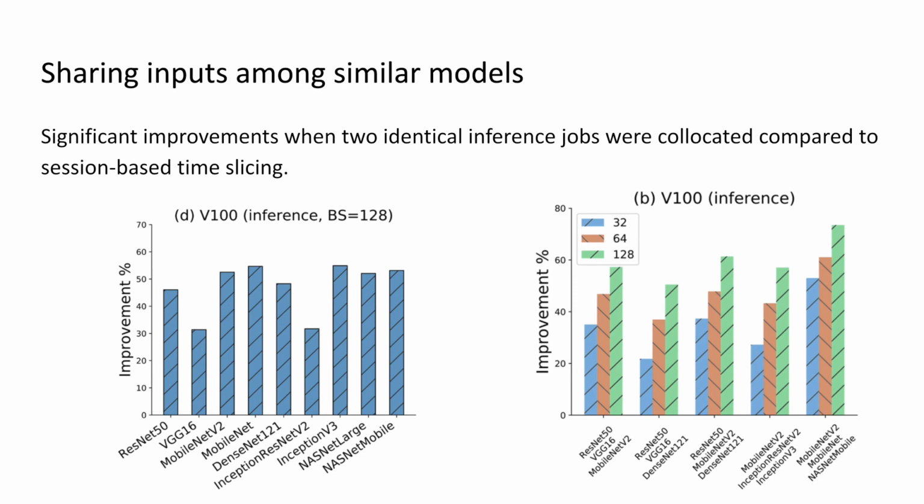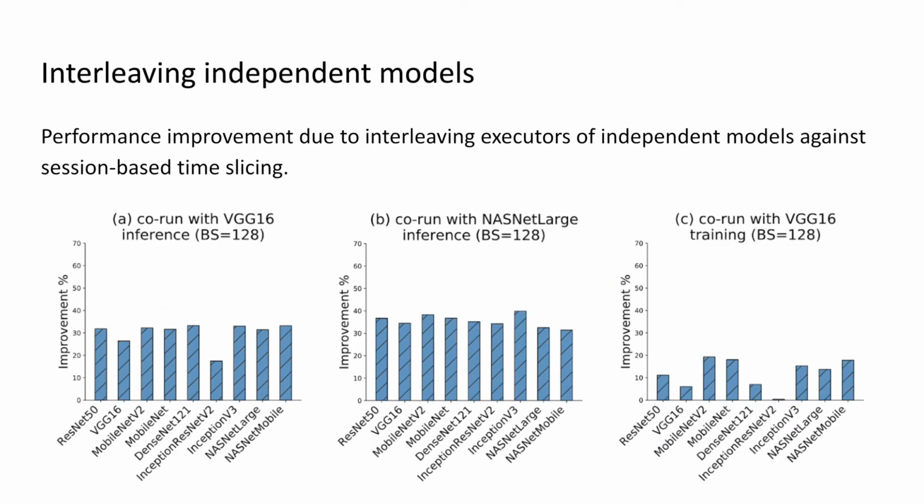In this slide, the figure shows significant improvement when two identical inference jobs were collocated. Input reuse saved as much as 65% compared to session-based time slicing. This figure shows the performance improvement due to interleaving executors of independent models against session-based time slicing. When co-run with training, the gain diminished for lightweight models, for example MobileNetV2.